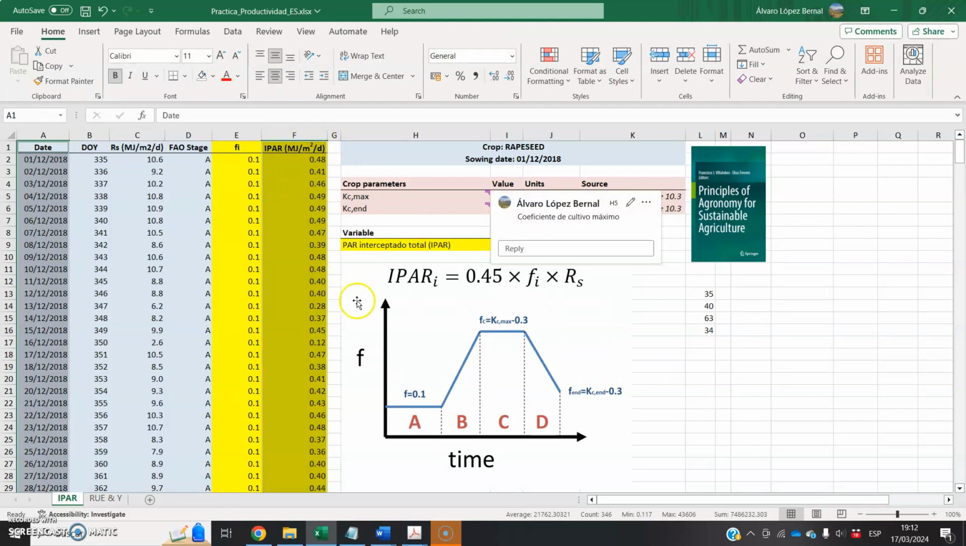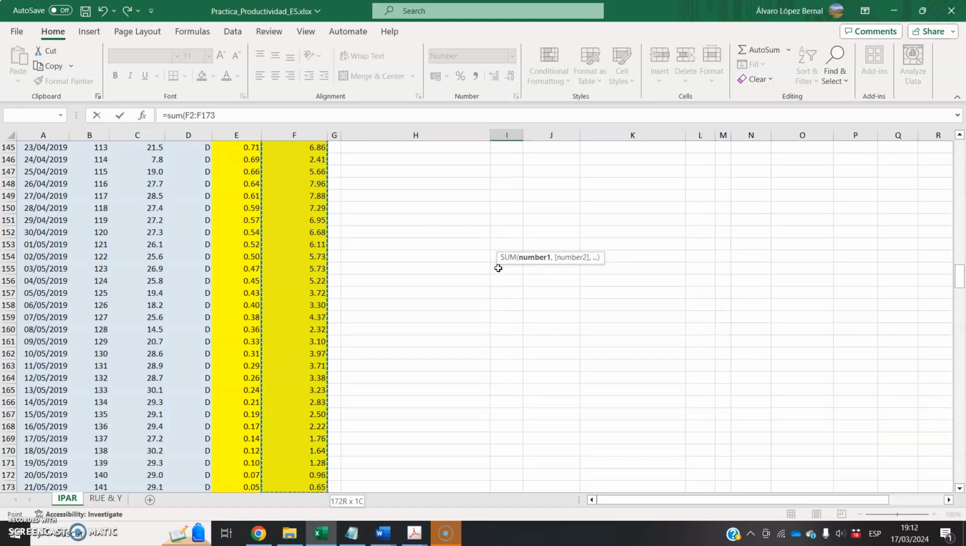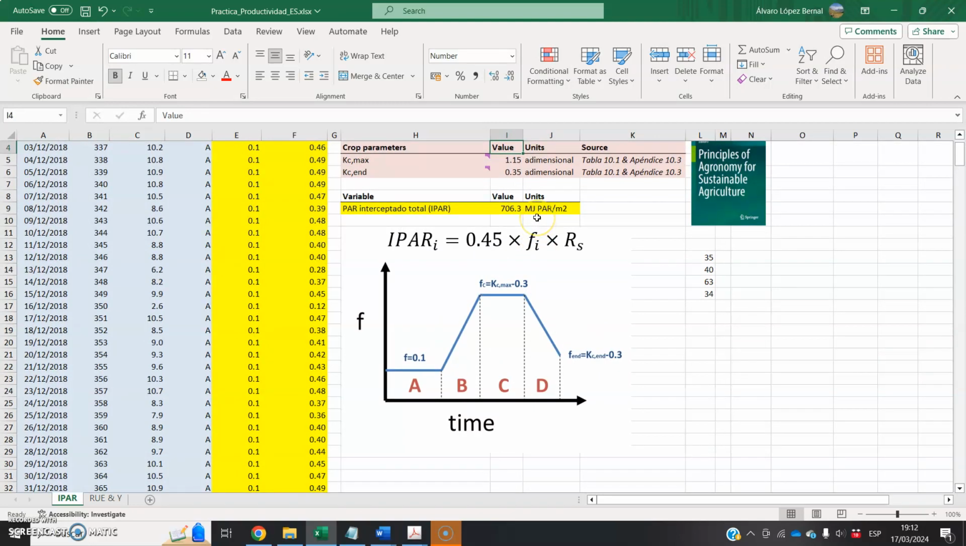Well, also, now that we have calculated the PAR that is intercepted by the crop on every single day in the cycle, if we sum all the values, we will get the total intercepted PAR, which in this case will be 706 megajoules of PAR per square meter.